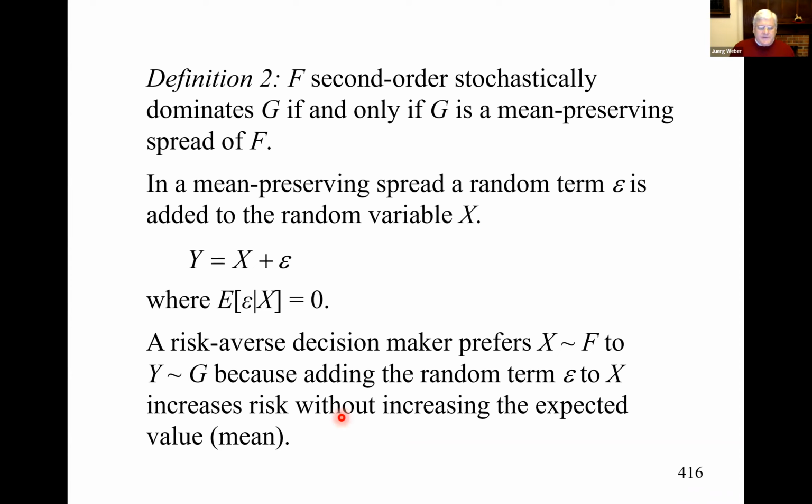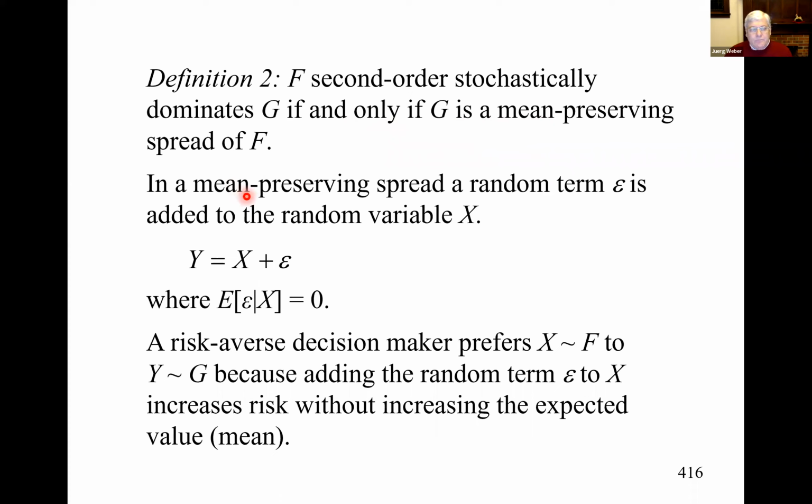Now, this first definition of second order stochastic dominance is equivalent to this second definition. Look it up maybe on this website of MIT. F second order stochastically dominates G if and only if G is a mean preserving spread of F. So we should know what a mean preserving spread is. It's something that actually plays a bit of a role in this literature.